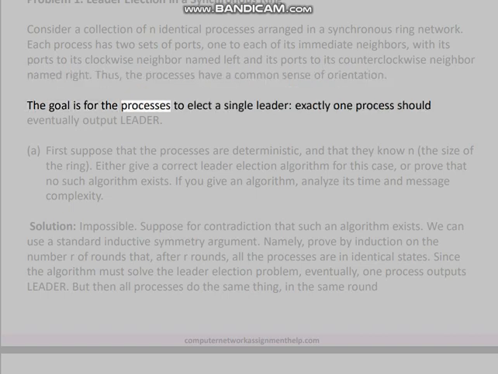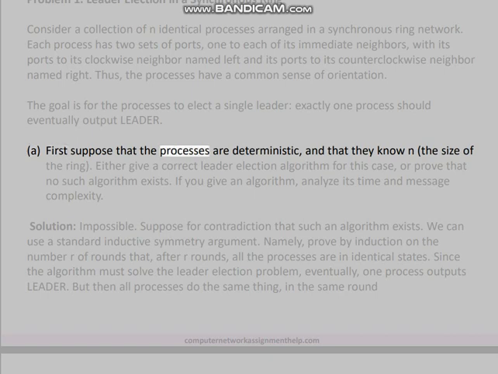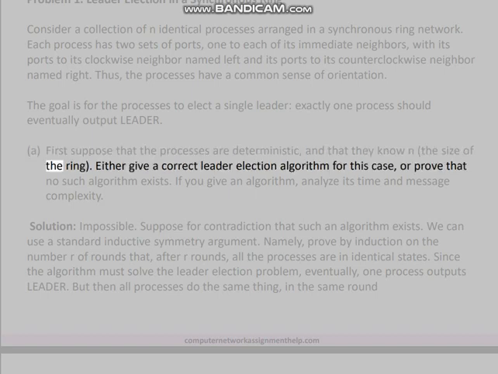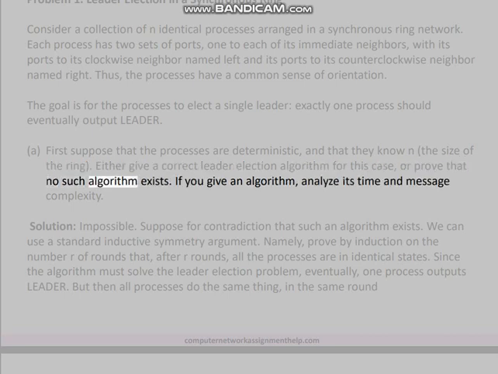Thus, the processes have a common sense of orientation. The goal is for the processes to elect a single leader. Exactly one process should eventually output leader. A. First, suppose that the processes are deterministic and that they know n, the size of the ring. Either give a correct leader election algorithm for this case, or prove that no such algorithm exists. If you give an algorithm, analyze its time and message complexity.